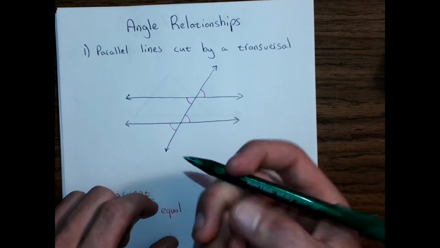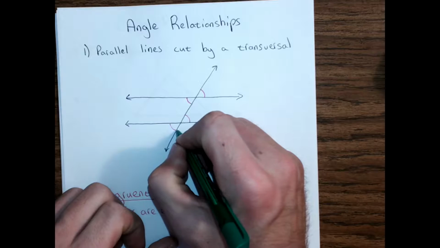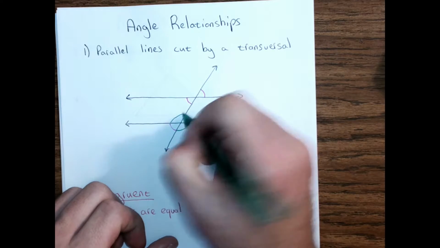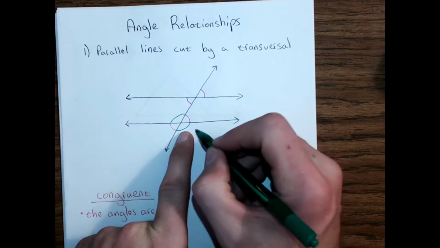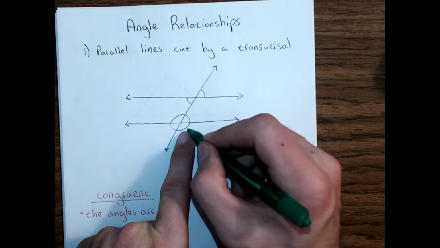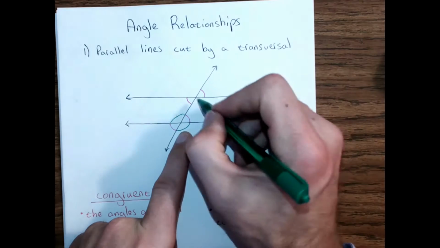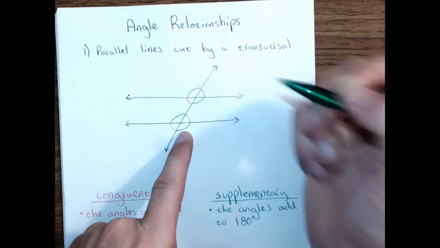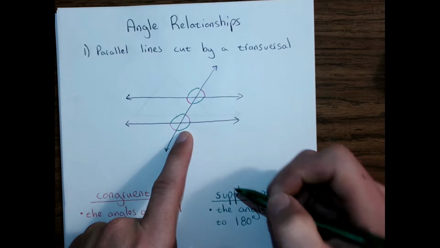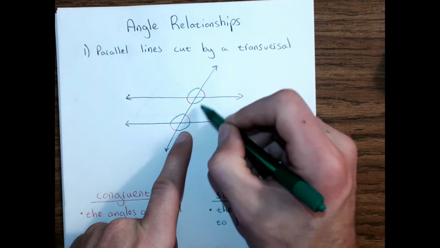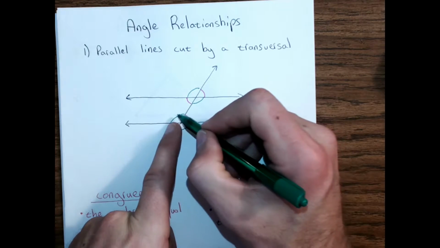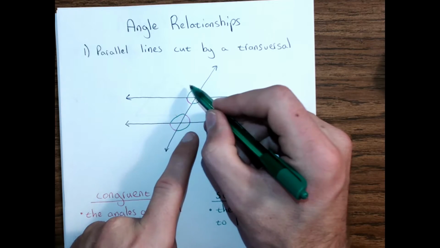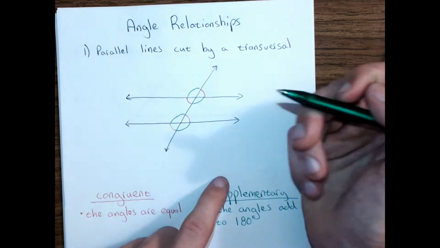The larger of the 2 angles also have a similar relationship. These 2 angles are congruent, that is, they are equal to each other. These 2 are congruent, equal to each other. These 2 green arcs right here are equal. These 2 are equal. These 2 on the insides are equal. And these 2 on the opposite outsides are equal.